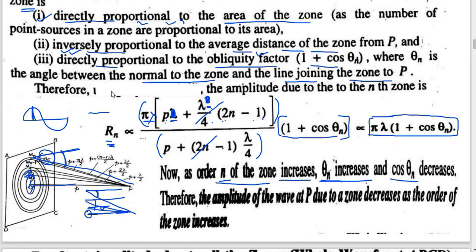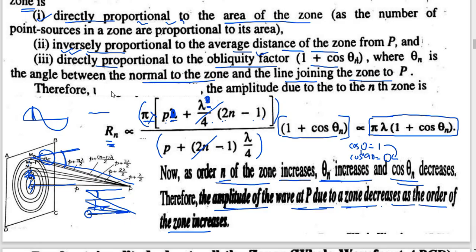Why? Because as theta increases, the cos value decreases. Cos 0 is equal to 1 and cos 90 is equal to 0. As the angle theta increases from 0 to 90, the value decreases from 1 to 0, so cos theta decreases. Therefore the amplitude of the wave at P due to a zone decreases as the order of the zone increases.